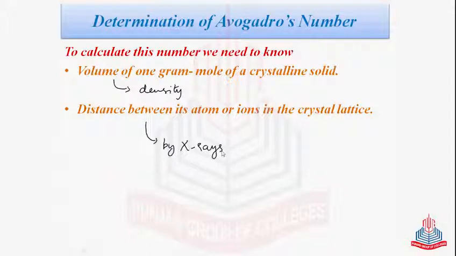So with the help of the density, we can calculate the volume for the 1 mole of the crystalline solid, and by the X-rays we can determine or measure the spaces between the atoms or the ions in the crystal lattice, and hence we can do the calculations to determine the Avogadro's number.